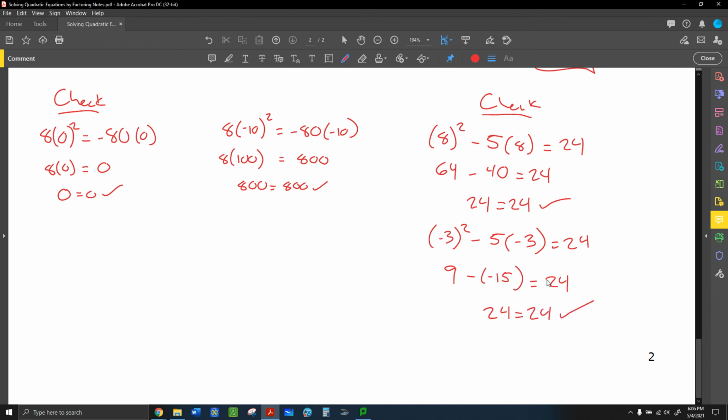All right. So this has been our notes on solving quadratic equations by factoring. First we factor, then we use our brand new zero product property to find our solutions. We're going to get a lot of practice in class, so we'll study up and we'll see you tomorrow.